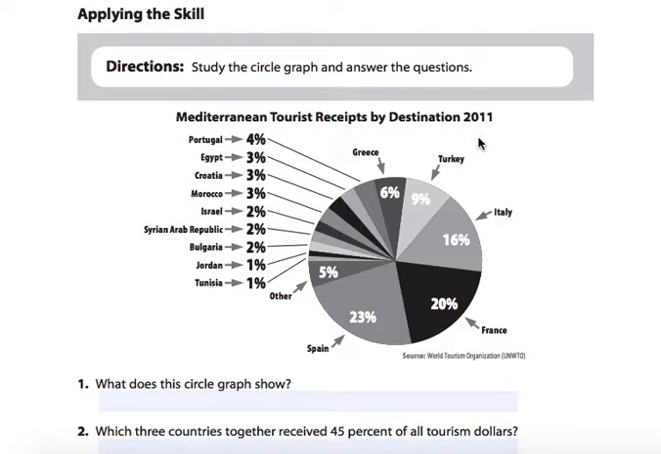What is this information telling us? The total amount of money that's being spent in each of these countries. Number one, what does the circle graph show? It shows where these people traveled and then where they're actually willing to spend their money while they're on vacation.